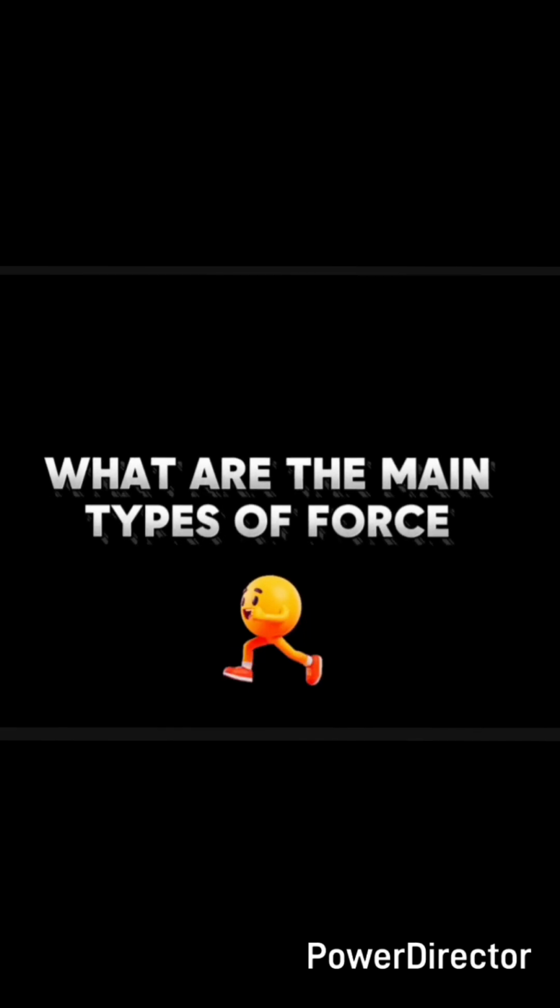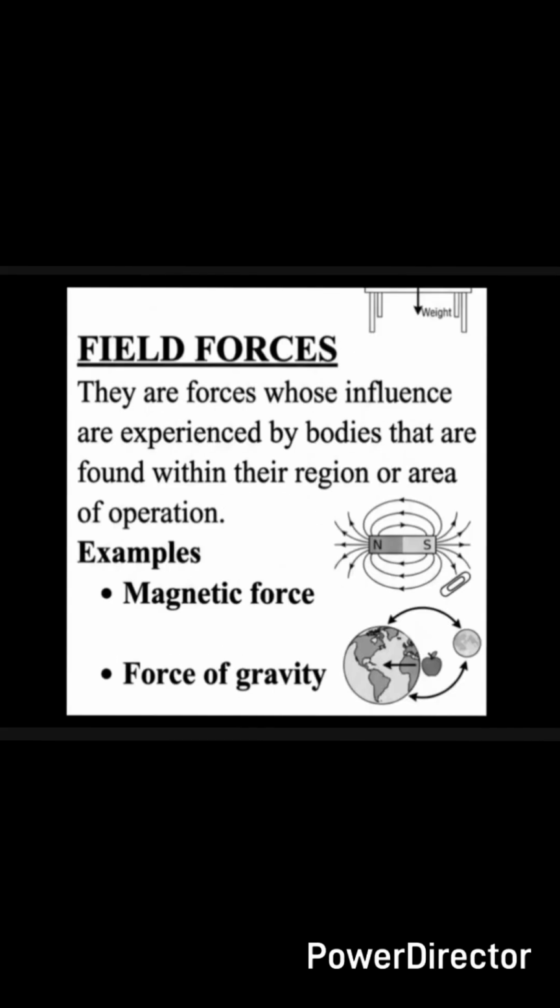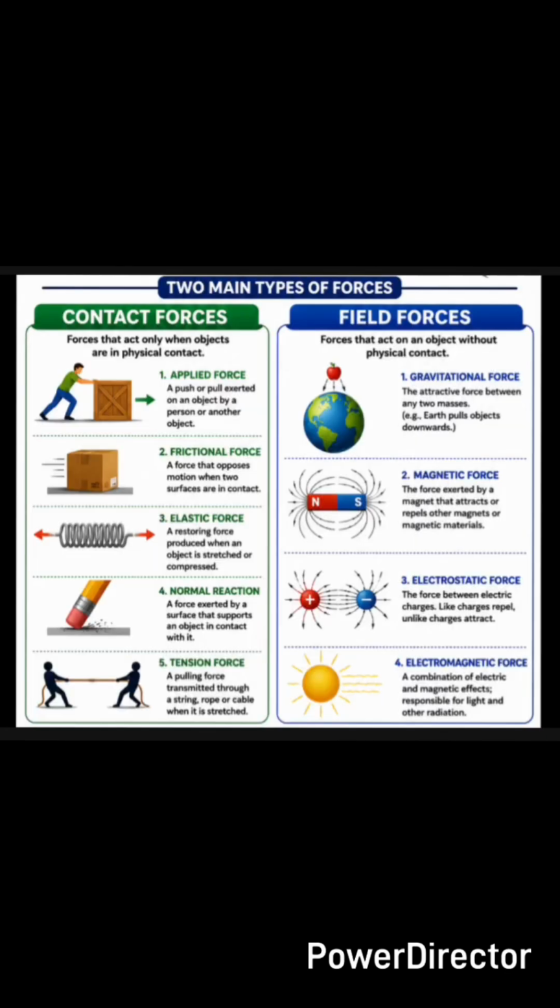What are the main types of forces? Contact forces are forces experienced by bodies when touching each other. Examples are the frictional force, the cohesive force, upthrust, and the normal reaction. The second type of force is what is termed as the field forces, and they are forces experienced by bodies within a region or an area. And these are examples of contact and field forces.